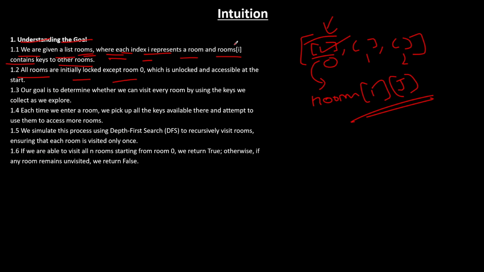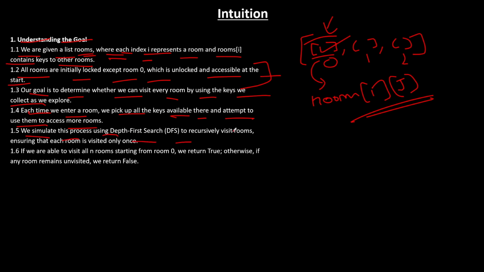We always start with room 0 and it is always open, unlocked and accessible at the start itself. This is given to us. Our goal is to determine whether we can visit every room by using the keys we collect as we explore. So each time we enter a room, we pick up all the keys available there and attempt to use them to access more rooms. We have to do that, actually.